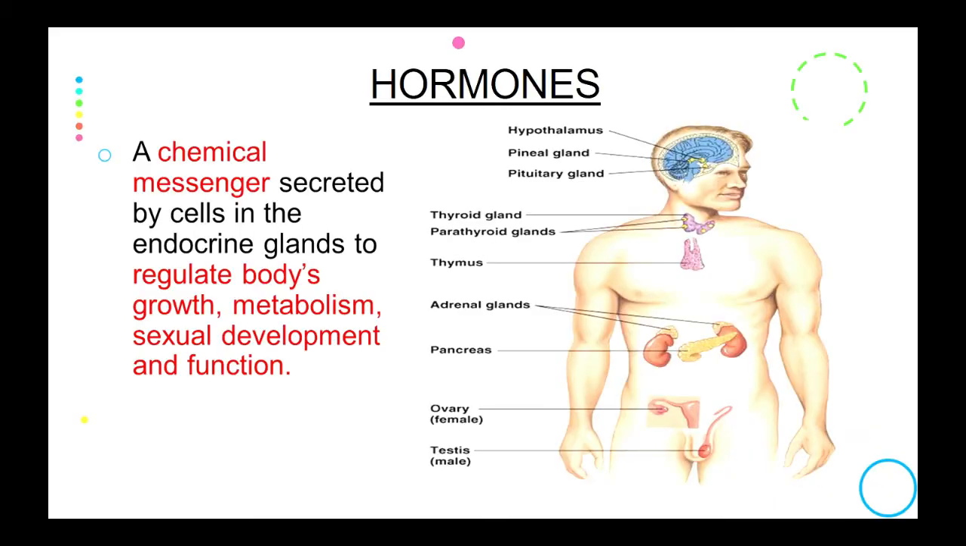A hormone is a chemical messenger secreted by cells in the endocrine glands to regulate body growth, metabolism, sexual development, and function.